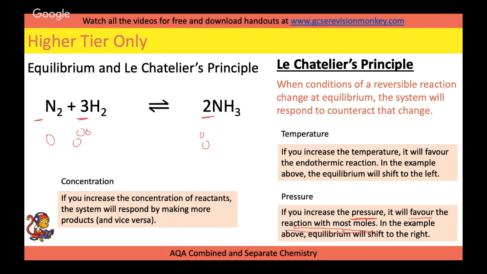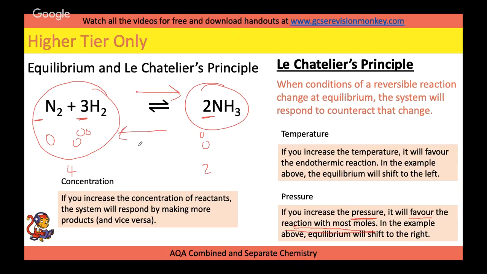So in the example above, the equilibrium will shift to the right, because an increase in pressure will favour this reaction, because it has 4 moles altogether compared to 2. So the equilibrium will shift to the right, and you will produce more ammonia. If you decrease the pressure, the opposite will happen. The equilibrium will shift to the left, and you will produce more nitrogen and hydrogen.